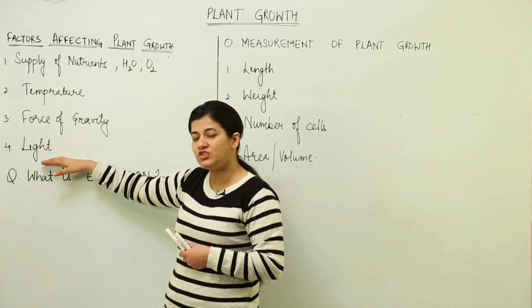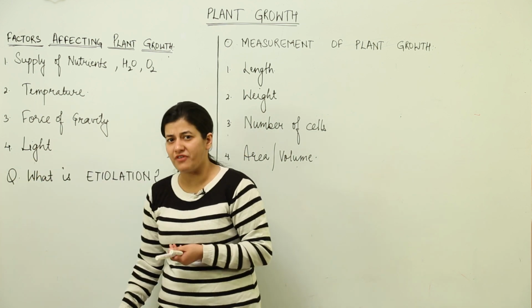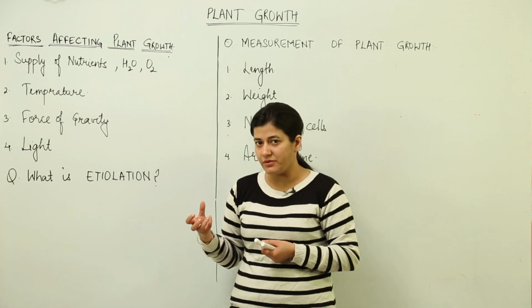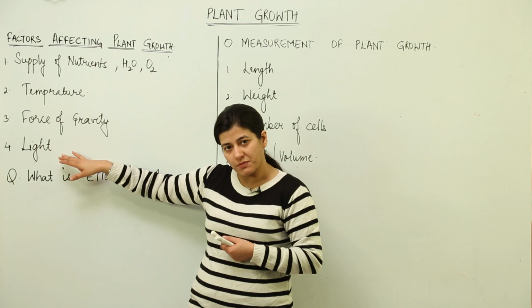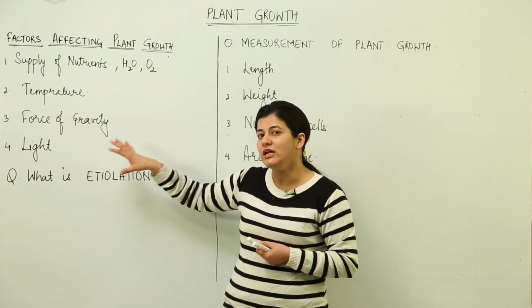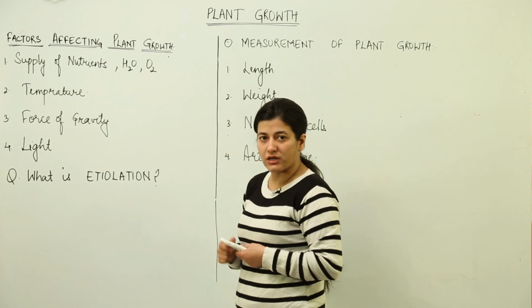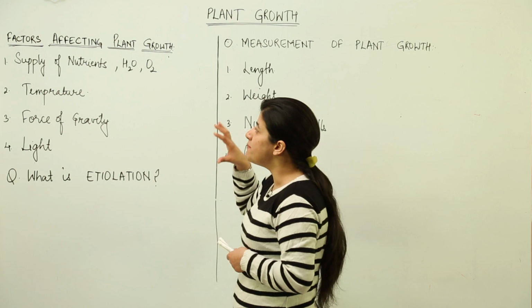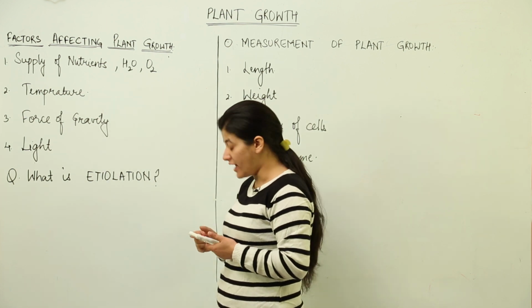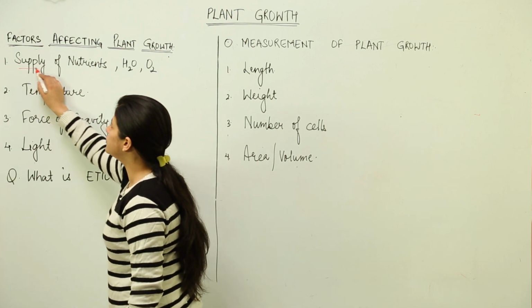And the last one, the factor that does not have much effect in the beginning when the plant has to germinate, but later on plays a crucial role in the growth of plant, is light, because photosynthesis is basically a light driven process. So let us see what impact each of these factors is going to have on the growth of plant. First we deal with the supply of nutrients.